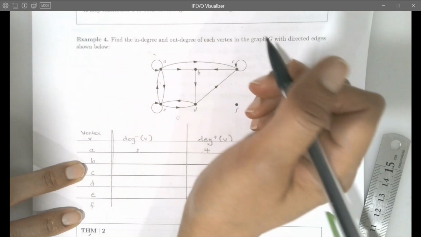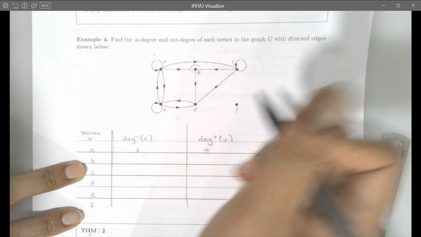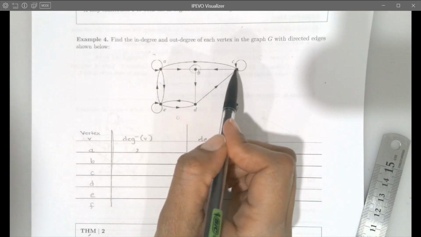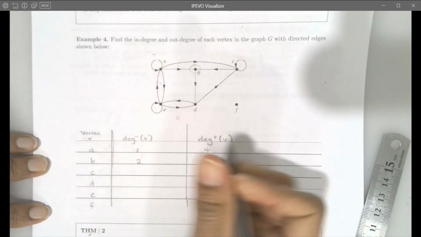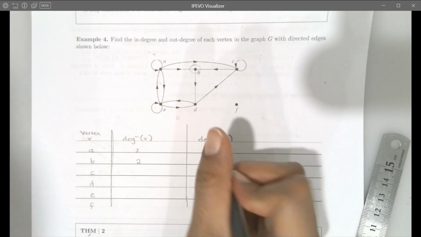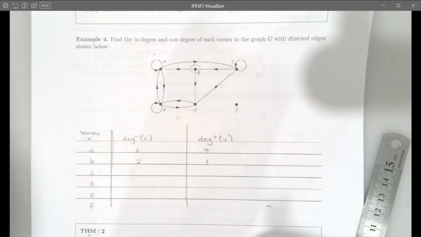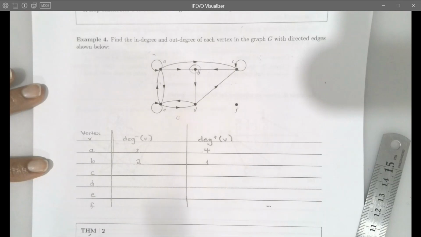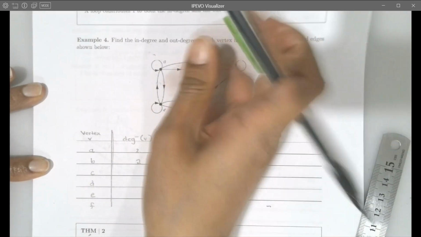Okay, let's take a look at vertex B. So for B, we have 2 that are incoming, 1 from A, 1 from C, and 1 that is outgoing, and that's going to D. So we look at the number of edges that are incident to B in the undirected version of the graph, it's 3, and 2 plus 1 is 3. Okay, we'll move on to C.